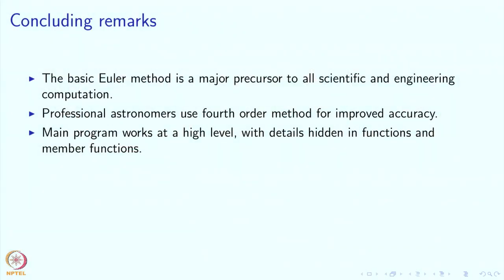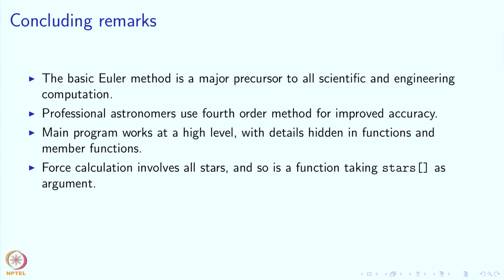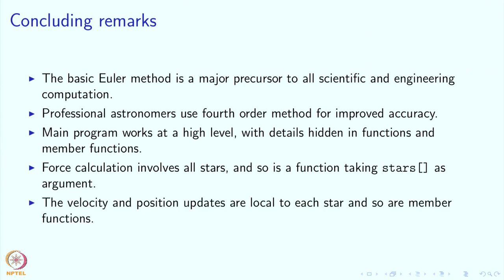Now, let me comment a little bit on the program structure for this program. Let me first observe that our main program does work at a high level, and the details are hidden in functions and member functions. So this is what we wanted, and we have accomplished it to a certain extent. Now, the force involves all stars, and so it is a function taking the array stars as an argument. And the velocity and the position updates are local to each star, and so the updates are member functions.